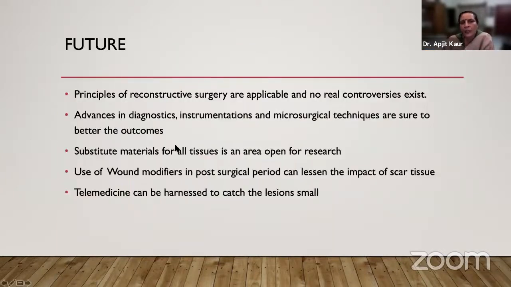So principles of reconstructive surgery are applicable and there are no major controversies in dealing with these patients. Of course, we need advances in substitute materials, which is a topic of research. Use of wound modifiers in the post-surgical period can lessen the impact, and telemedicine can be harnessed to catch small lesions.